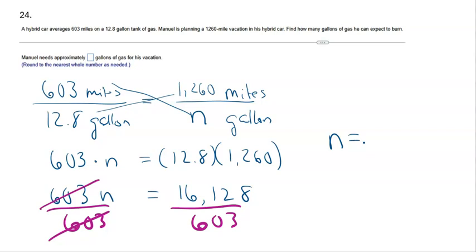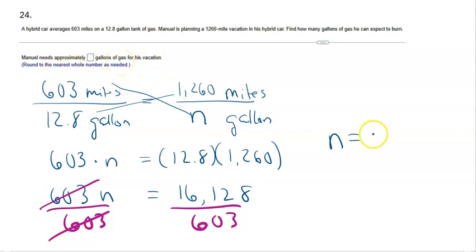Now, I got a decimal. Okay, so I'm going to check my work. Is the decimal okay? Yeah. But maybe I typed in something wrong. So far, so good. Yes, so far, so good. Okay, now, it says Manuel needs approximately how many gallons of gas? This is round to the nearest whole number.